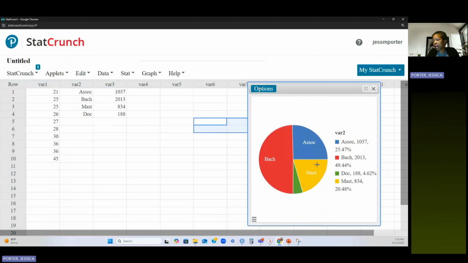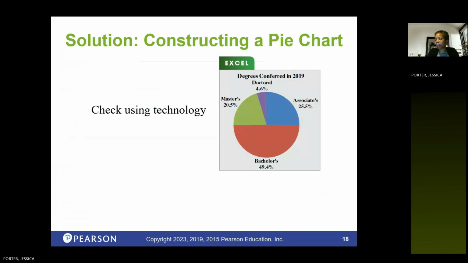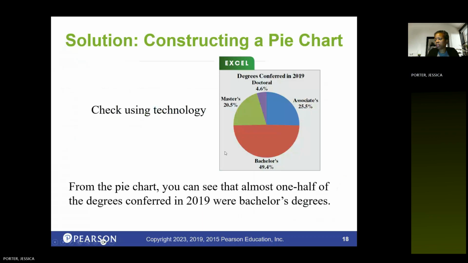So again, it gives me the data on the right side, but I can hover over each part of the pie and see that associates is 1037. Bachelor's is 2013. And then we have here doc and masters. So that's how you represent those. And we checked it using technology.